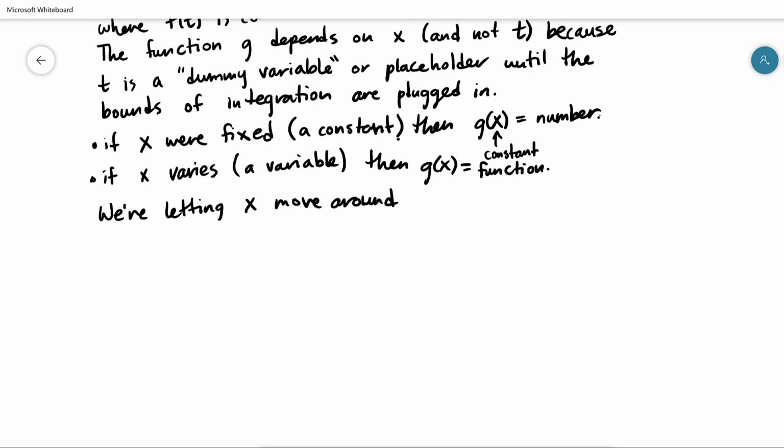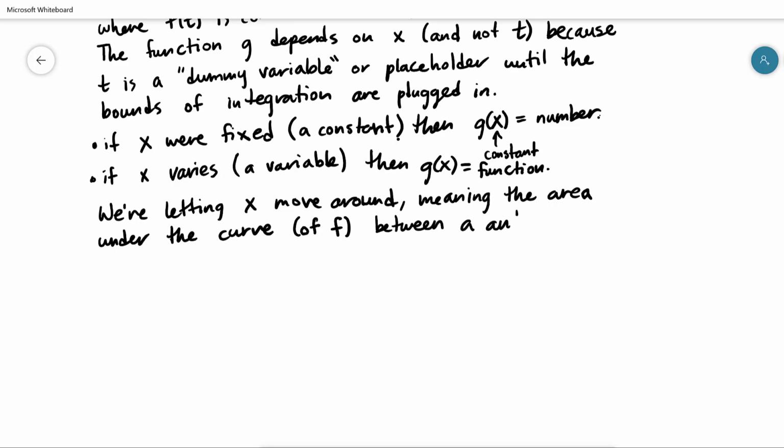which means that the integral, the area that we're interested in, is going to vary as well. The area under the curve, and the function that defines our curve is f, so the curve of f, between our starting point a and our ending point x, which is allowed to move around, that area will vary. So g is basically this area. So g is this area.